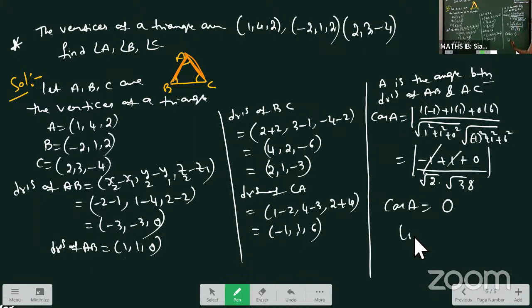Cos A is equal to 0 by anything is 0, right? Therefore, what is angle A? Cos inverse of 0. Cos which angle is 0? 90 degrees. So, angle A we got as what? 90 degrees.